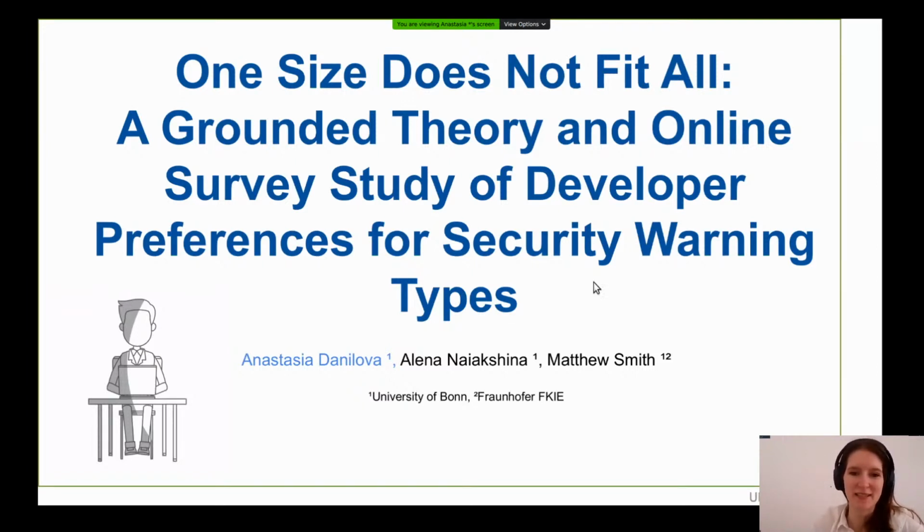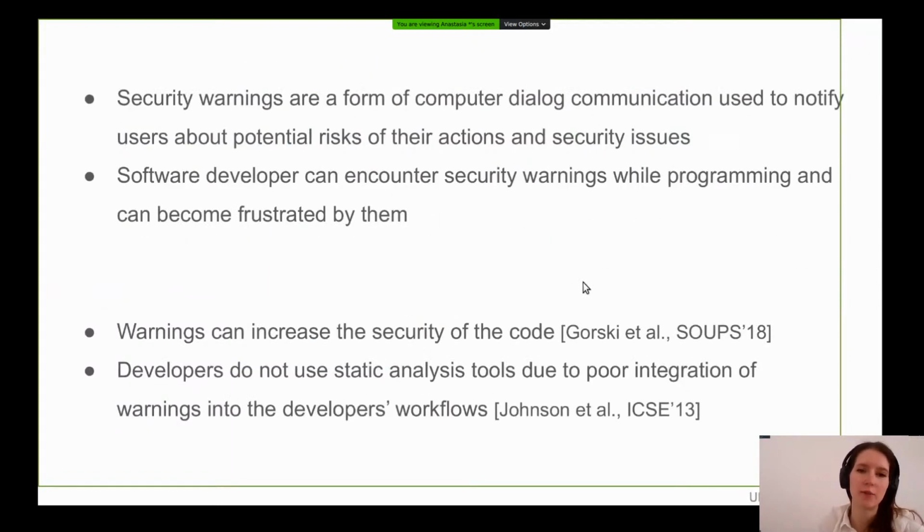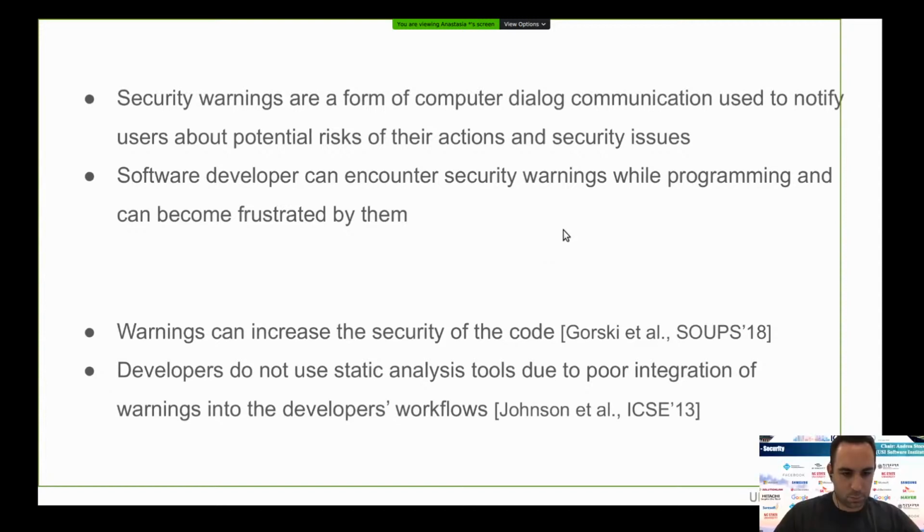So my name is Anastasia Danilova, and I'm going to present our work today, and I would like to thank my co-authors for their contribution. Security warnings are a form of computer dialogue communication used to warn users about potential risks of their actions and security issues. Software developers can encounter security warnings while programming as well, and can become frustrated by them. However, we saw that security warnings can also increase the security of code. Gorski and colleagues showed that warnings can improve code security if they are displayed by the compiler.